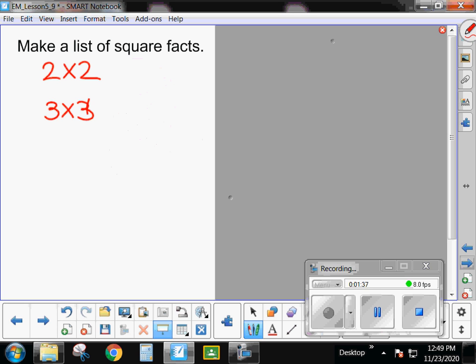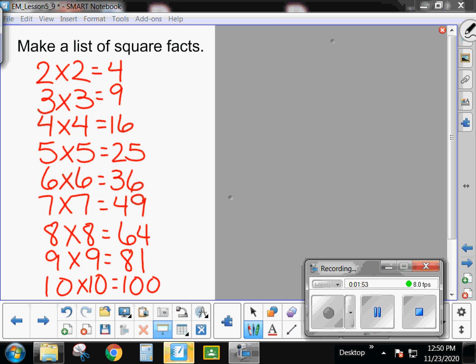So go ahead and pause the video and make a list of all of your square facts where you have the same factors. I want you to make all your square facts starting with 2 times 2 all the way down to 10 times 10. Pause the video, please. Okay, so here's the list of multiplication squares that you should have on your paper. And these facts should be something that you knew the answer to right away. Now, if you know the answer to these facts, you should be able to use these as helper facts to help you solve problems that are near squares.